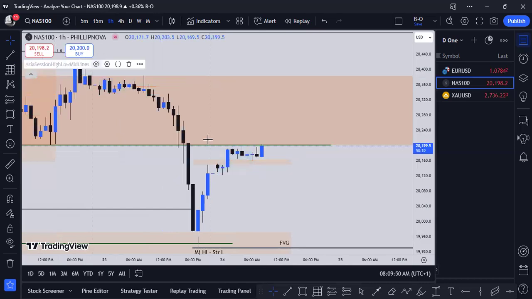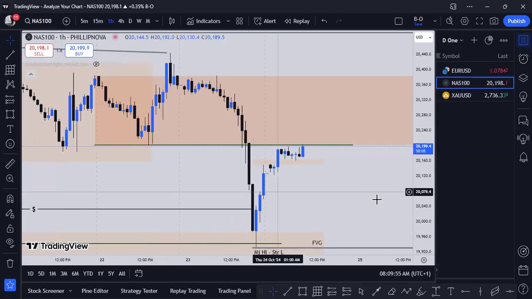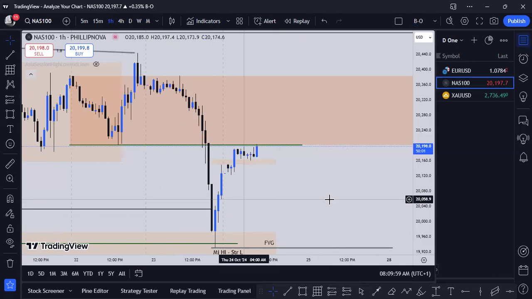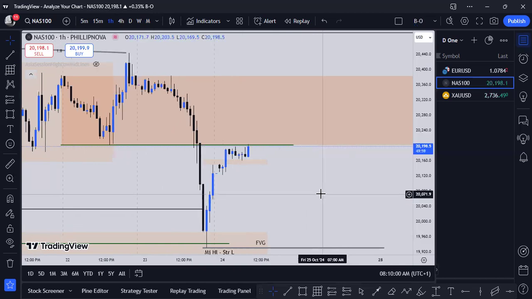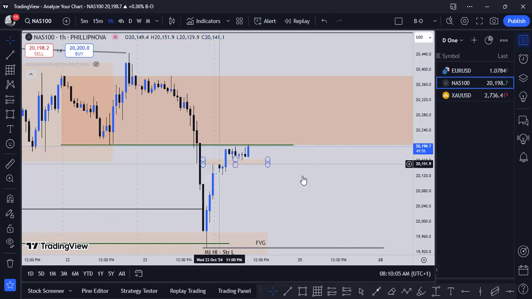Let's take away our Asian range first and try to see what we have here. So we have some levels here. I guess it's not clear here. Let's move to 15 minutes to see. Okay.